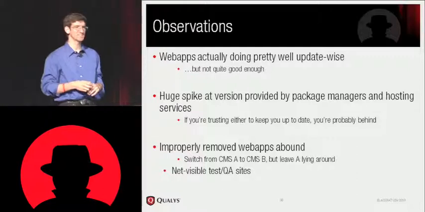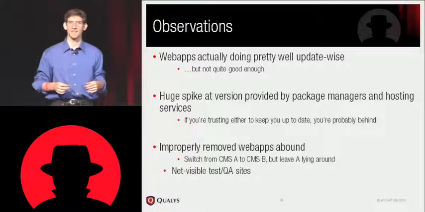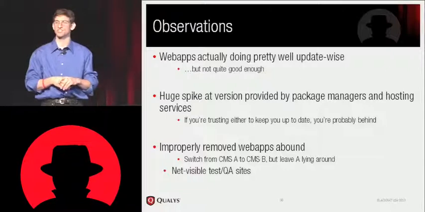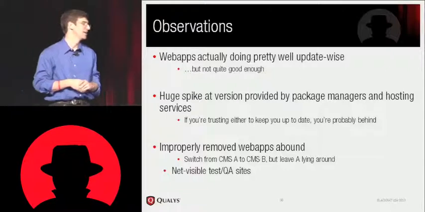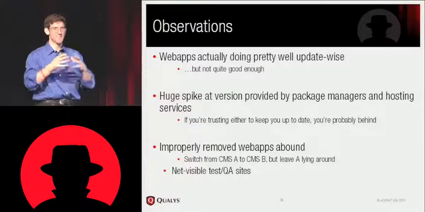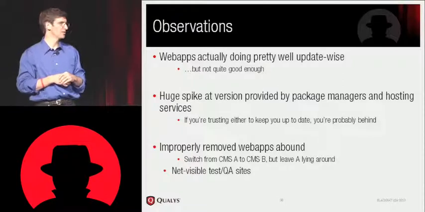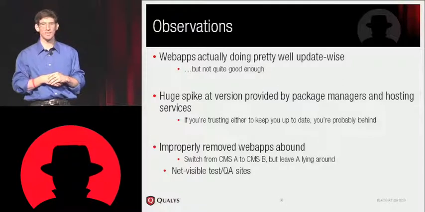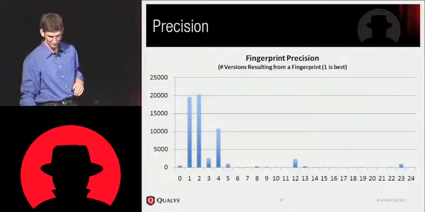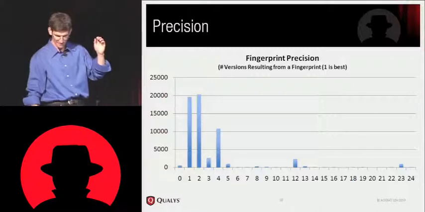Net visible test QA sites: we also saw instances where the main site would be installed and up to date, and Shodan would turn up QA or staging.example.com. And that site was very much not up to date. So if you are not scanning yourself, if you're not aware of all of the properties and all of the apps that you're exposing to the world, the first thing you need to do is become aware of those. Precision: how do we do on all of these scans, all the machines that we hit?